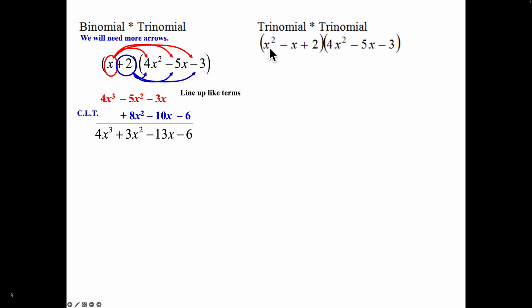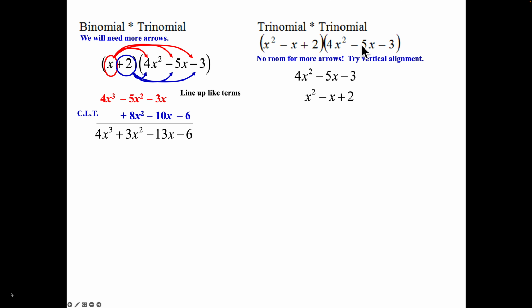When we get to a trinomial times a trinomial, now we're going to have more arrows, but we don't have enough room. X squared could go over the top, minus x goes on the bottom, and then plus 2 is going to get crisscrossed in here. So here is another technique that you want to think about doing. Look to see who has the easiest coefficients to multiply by. 1, negative 1, and 2 are easier to multiply than 4, negative 5, and 3. So I'm going to line up the easiest coefficients underneath the other trinomial.